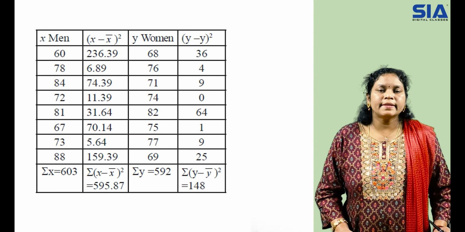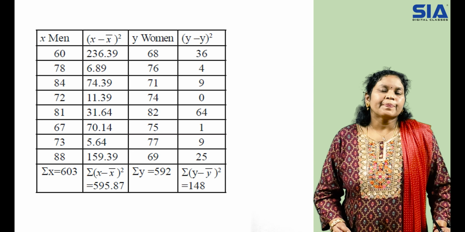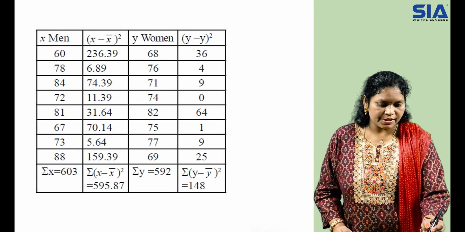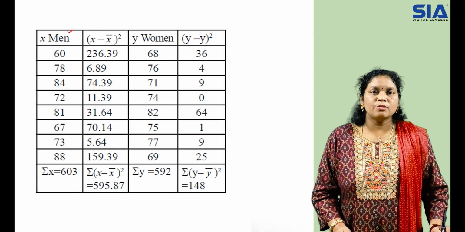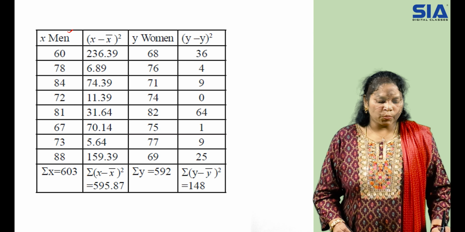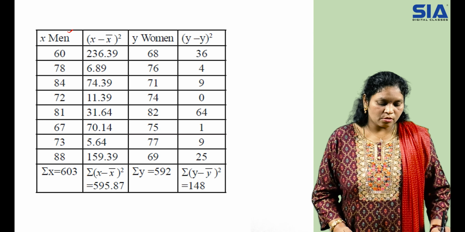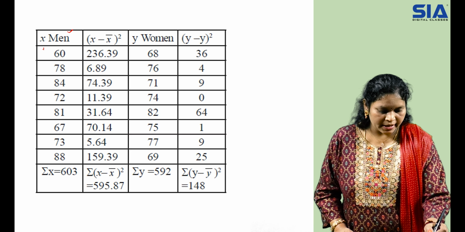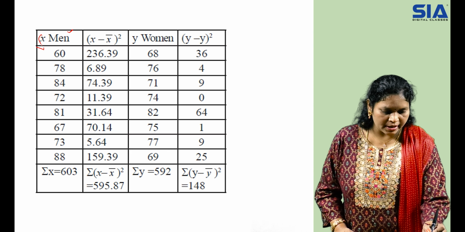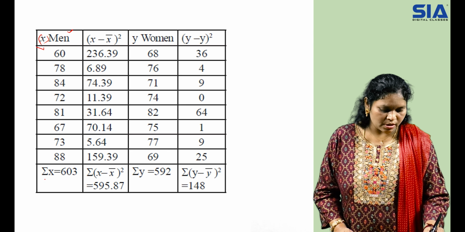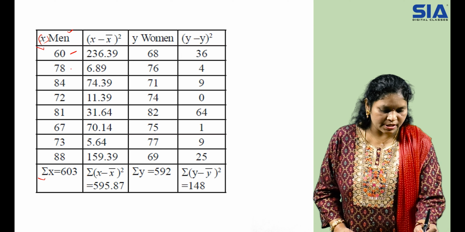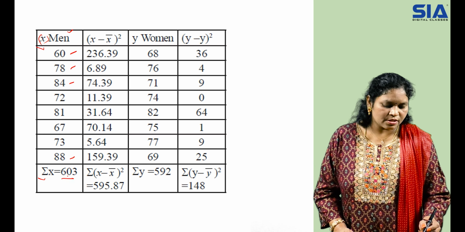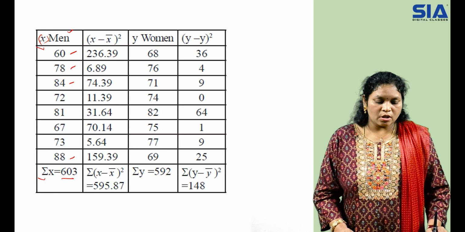Now let us make the table so that we can get the x bar, y bar and S1 square, S2 square values. So I am writing the given values here. First, the x values I have given, that is the men data I am considering as x. From the question, write down all the values, whatever the data we have. I made the first column and I need its summation, summation x. Add all the values, 60 plus 78 plus 84, like that, up to 88. We got the answer as 603. So this is the total of x.